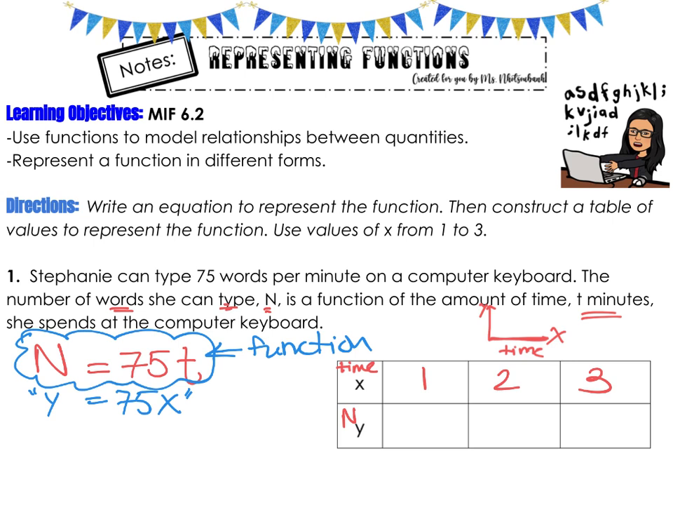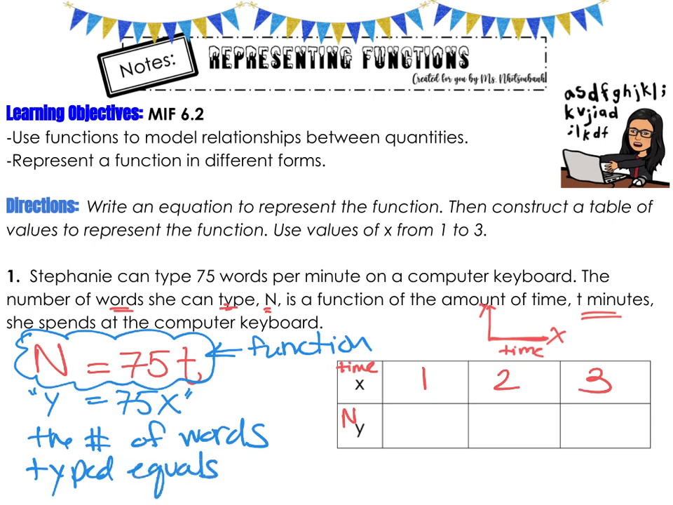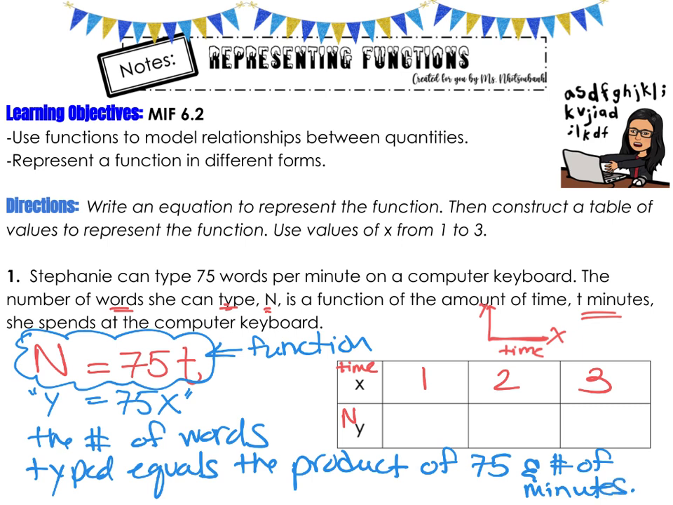So in words, what does this mean? All right, so basically this just means that the number of words typed equals the product, right? So 75 times t, so we can say the product of 75, and t now represents the number of minutes. All right, so I'm just restating what the problem was.